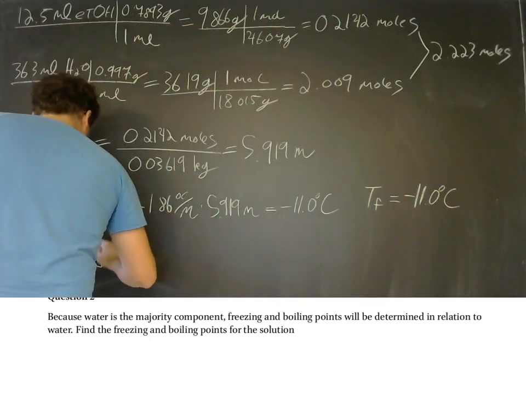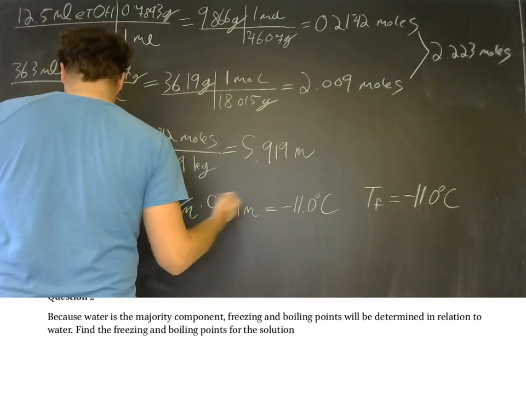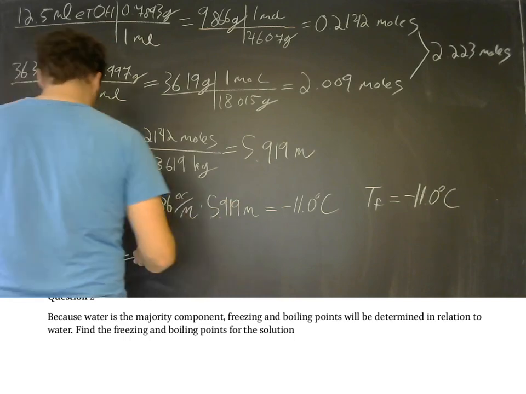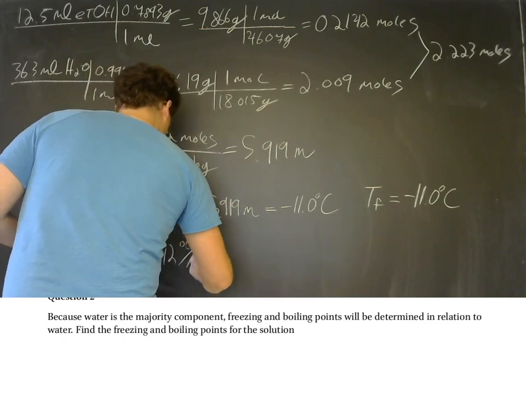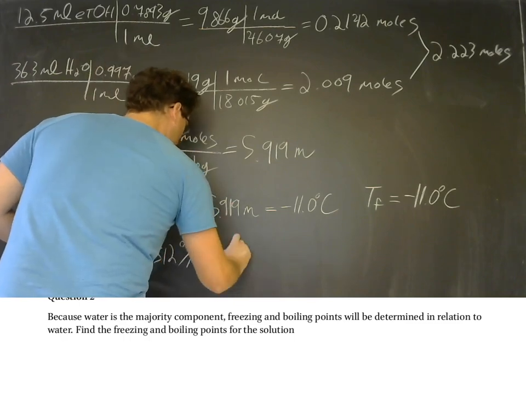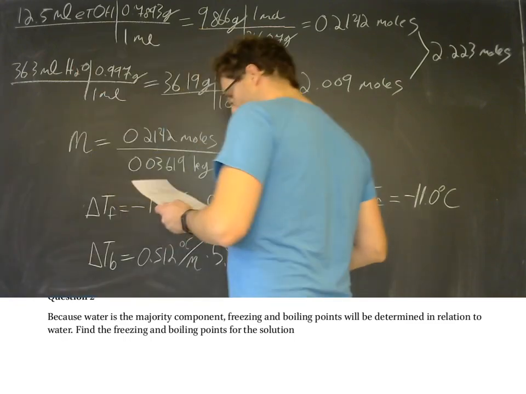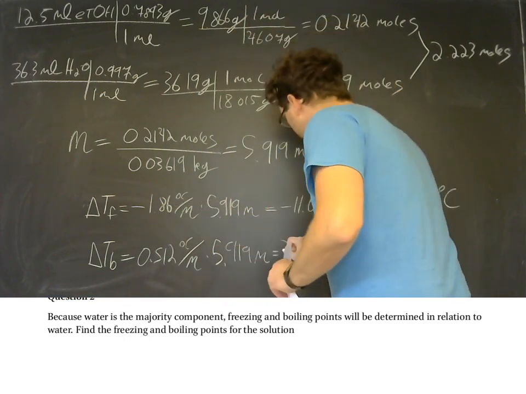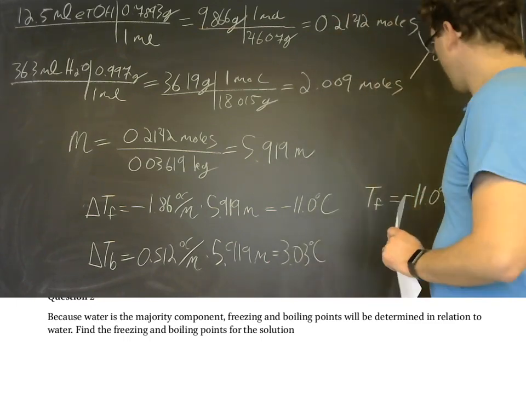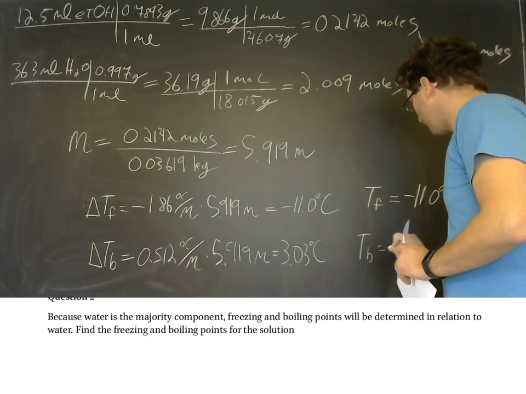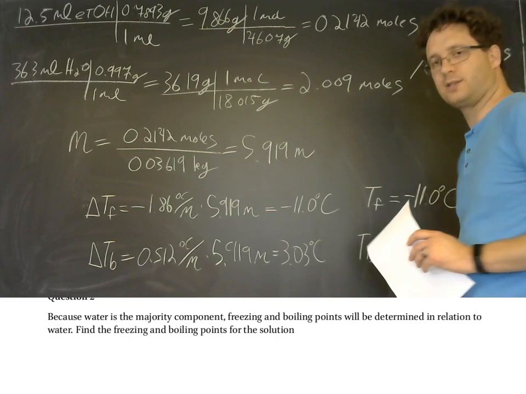And then delta TB is going to equal our boiling point elevation constant for water, which is 0.512 degrees Celsius per molal, times that molality, 5.919 molal. And what I get is 3.03 degrees Celsius for the boiling point elevation. And that means that our new boiling point is going to be 103.03 degrees Celsius.